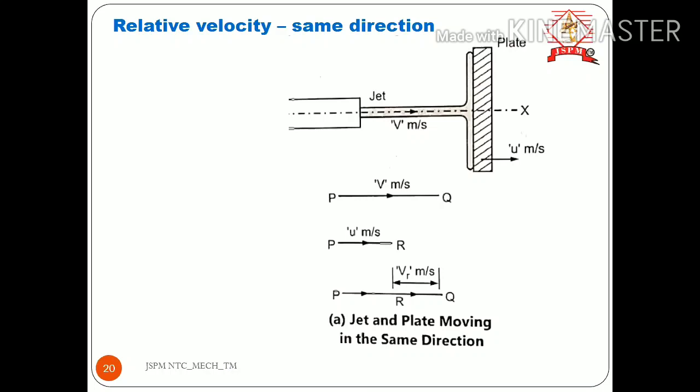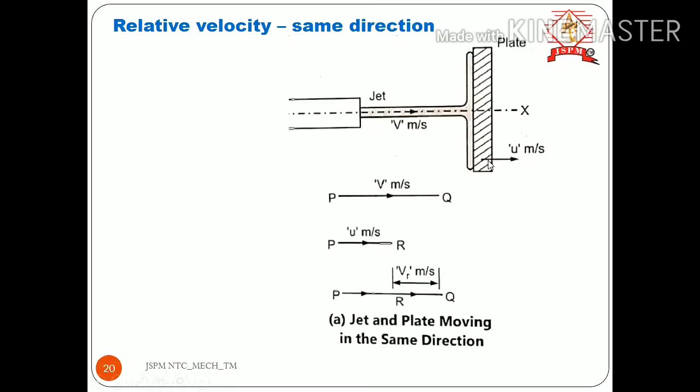Today we'll see the concept of relative velocity. See what happens in a stationary plate. In a stationary plate the velocity of the plate is equal to 0. See in this diagram, u is equal to 0 for a stationary plate.